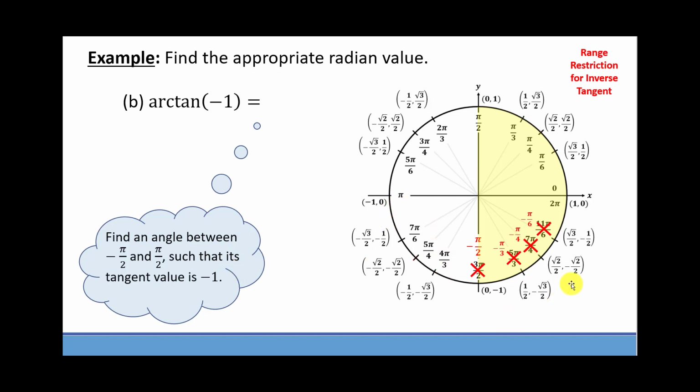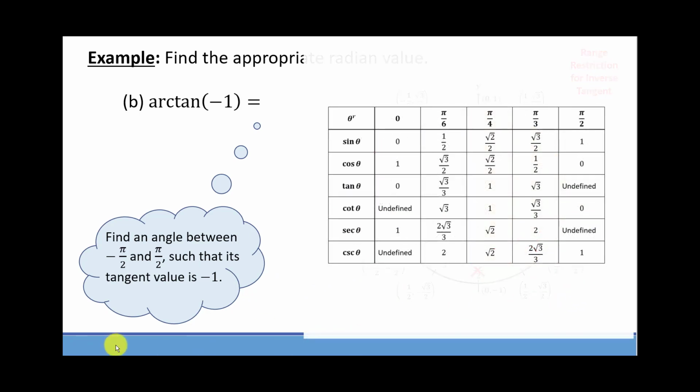Well, we know that tangent values are not shown on the unit circle. Therefore, we're going to look at the table. In the table, we see that tangent equals 1 for angle pi over 4, right? Tangent equals 1 for angle pi over 4. Okay, so that means that our answer is going to be either pi over 4 or an angle related to pi over 4. Let's go back to the unit circle.